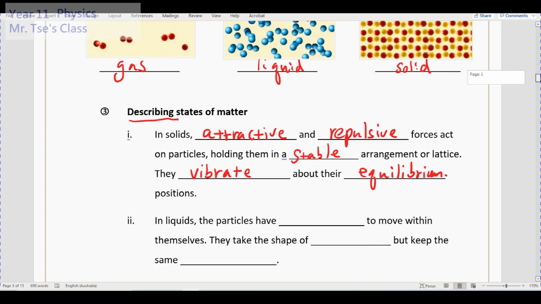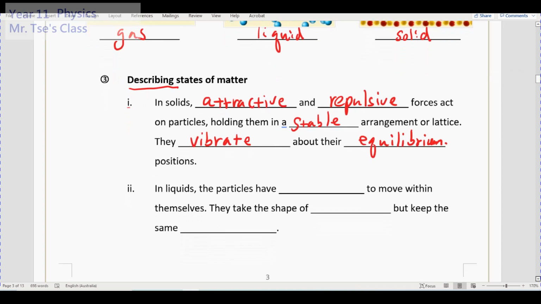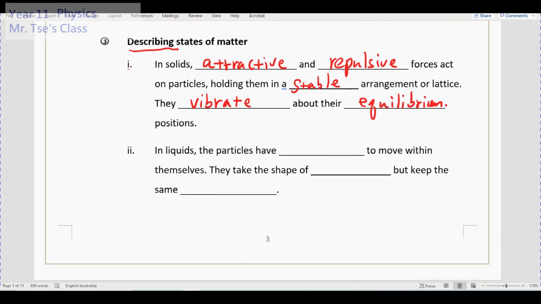So how about in liquid? In liquid, particles have freedom to move. In solid, particles don't have freedom to move. They only have a little bit of freedom to vibrate, but they can't move around. In liquid, particles have freedom to move within themselves and take the shape of the container. When you pour water into a cup, the water will take the shape of the cup. When you pour it into a bottle, it will take the shape of the bottle. The cup and the bottle are containers.